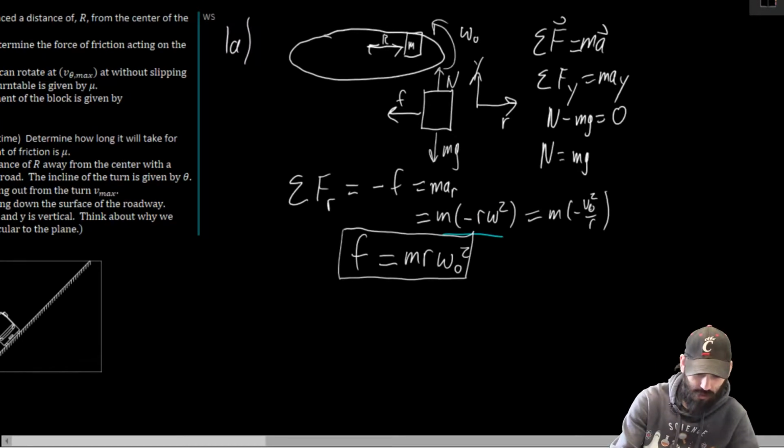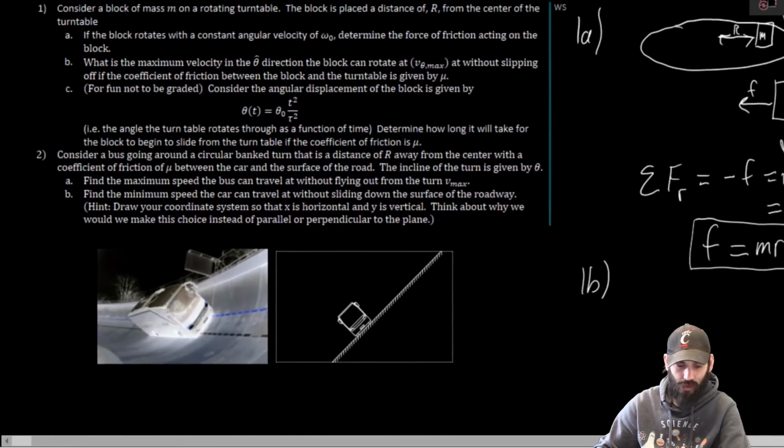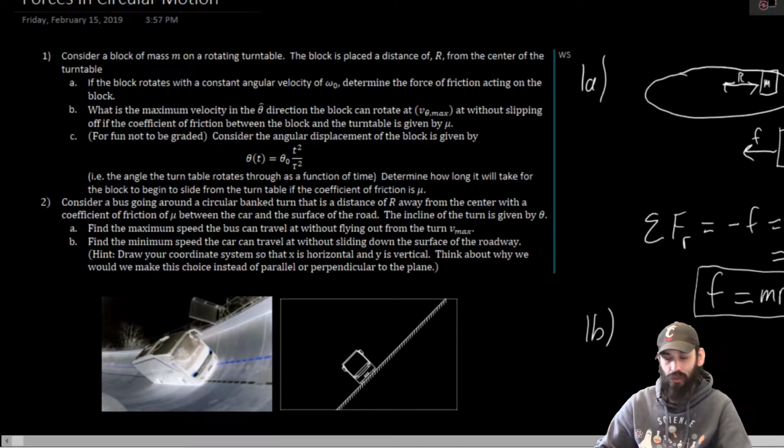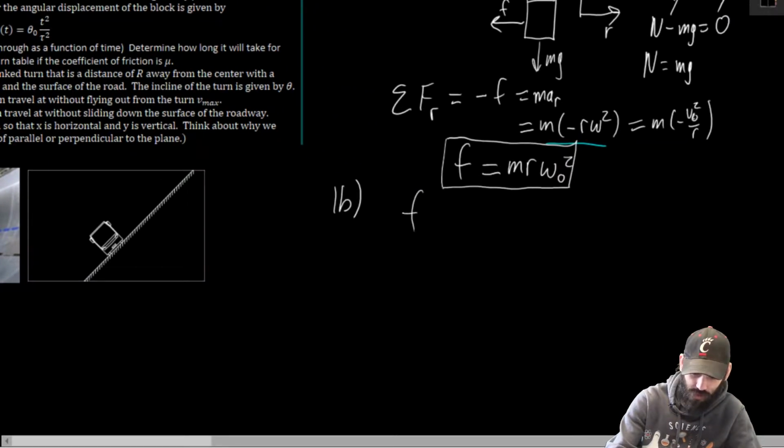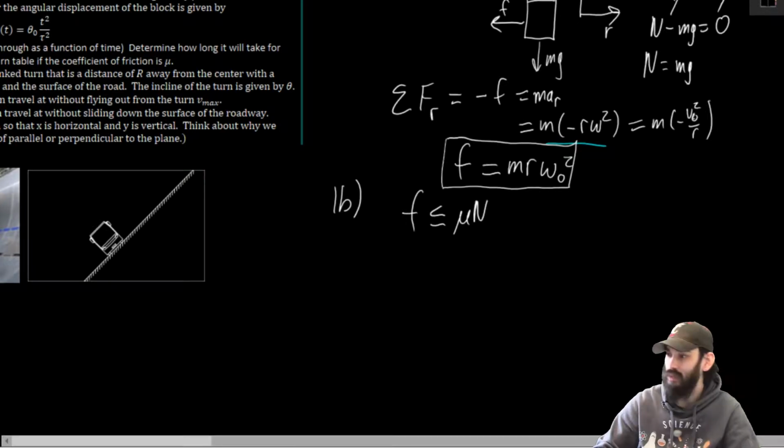Now, when we go on to part B, so this is going to be 1B, we're interested in finding what the maximum velocity is going to be in the theta direction. And so when we have this as a maximum, the force of friction in general, we can say the force of friction is going to be less than or equal to the coefficient of friction times the normal force.